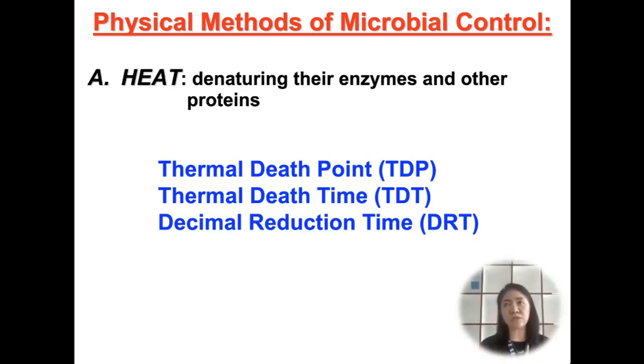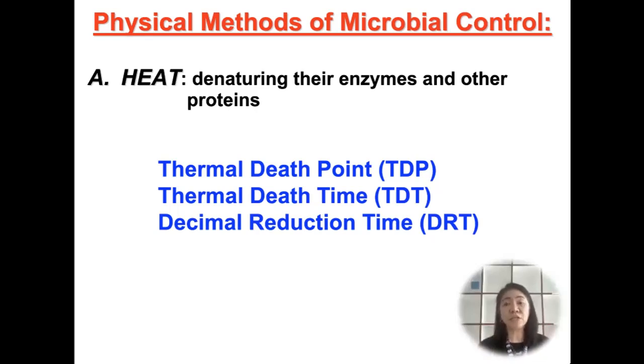Heat usually destroys or kills microorganisms by denaturing their enzymes. And so when the enzymes are denatured, the proteins that need to be produced are also damaged once the enzymes are lost. So when we're talking about heat, you'd have to be familiar with these three terms: thermal death point, thermal death time, and decimal reduction time.